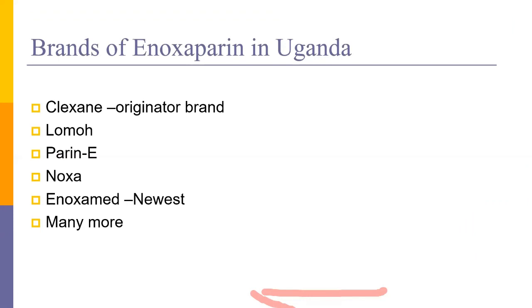So the next slide is tricky, it brings us to brands of enoxaparin in Uganda. We have the Clexane, the original brand. We have Lomo, we have the Parin E, we have Noxa, and we have the newest on the market, which is the Enoxaparin, and many more. However, our discussion today, because of the comparisons we're going to see in the next slide, will deal more with the originator brand, Clexane, and the newest brand, Enoxaparin. Next slide.